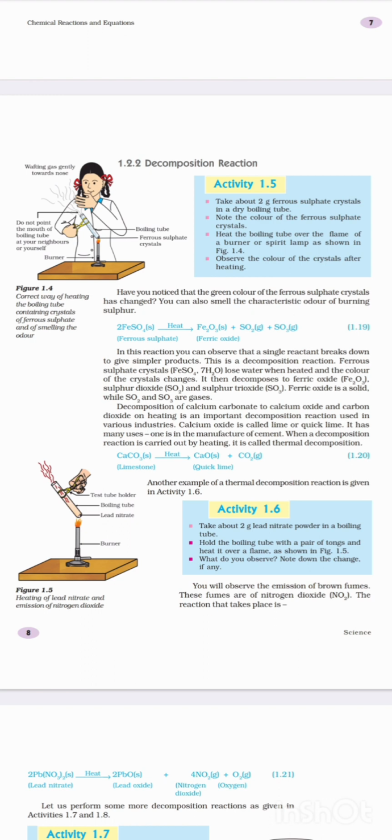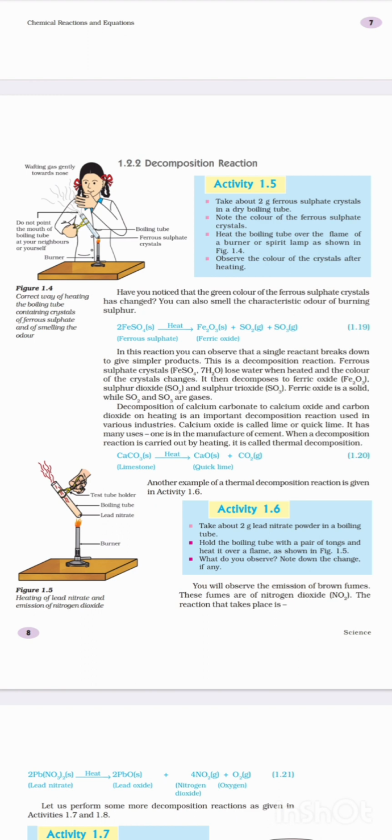Take about 2 gram lead nitrate powder in a boiling tube. Lead nitrate, Pb(NO3)2. Okay, this is a chemical formula. Holding the boiling tube with a pair of tongs, heat it over a flame. What do you observe? This lead nitrate will be converted into nitrogen dioxide and lead oxide. So you will observe emission of brown fumes. These fumes are nitrogen dioxide.